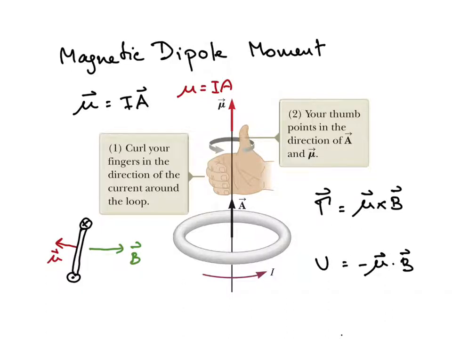Let me tilt the loop a little bit. In fact, you can have the loop perpendicular to the magnetic field, but in that configuration, the loop will be in unstable equilibrium. So maybe it's a little bit harder to explain. So let me tilt the loop a little bit.